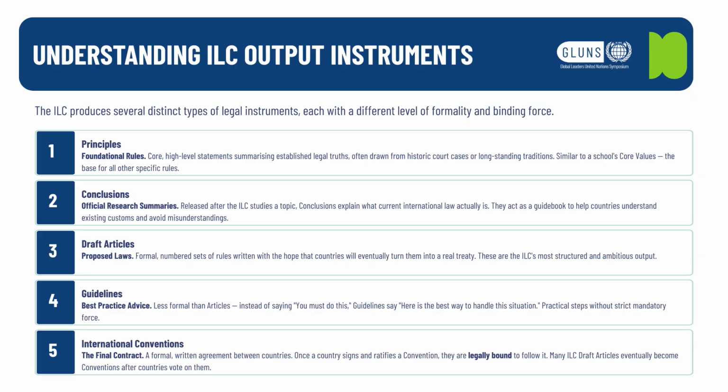Finally, we have an international convention. So this is a final contract. A convention, which is also called a treaty, is a formal written agreement between countries. Once a country signs and ratifies a convention, they are legally bound to follow it. Many of the ILC draft articles that we spoke about before become conventions after countries vote on them.